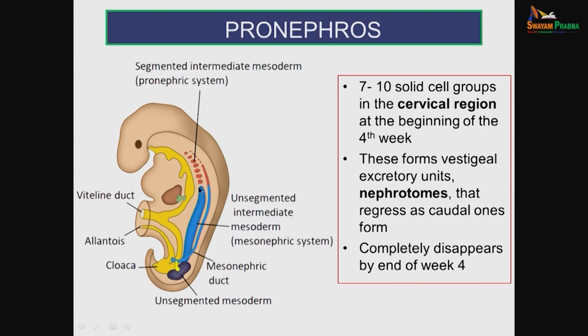So, when the caudal ones start differentiating, the cranial ones will regress. In humans, by end of 4 weeks, this completely disappears. Pronephros completely disappears. So, initial stages in the cervical region, pronephros is formed, completely disappears by the end of 4th week of development.